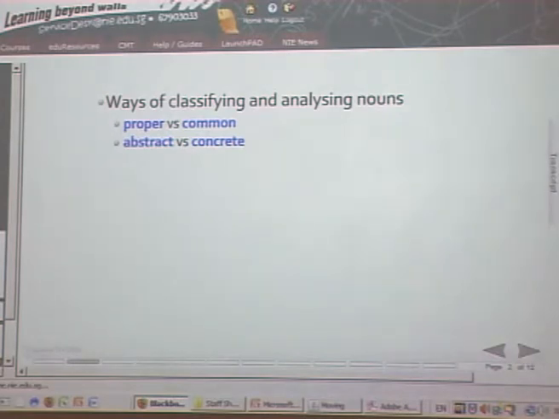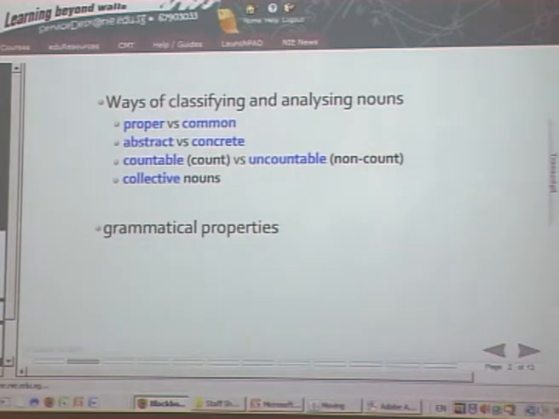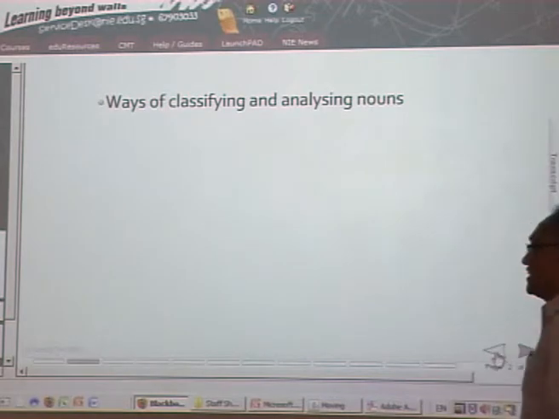Next, we'll talk about abstract nouns and concrete nouns, and countable and uncountable nouns. Then, we'll have a look at collective nouns. Along the way, we'll also discuss the grammatical properties of nouns. For example, we'll see whether they take articles and whether they take singular or plural verbs. Okay. First, today, we'll talk about nouns.